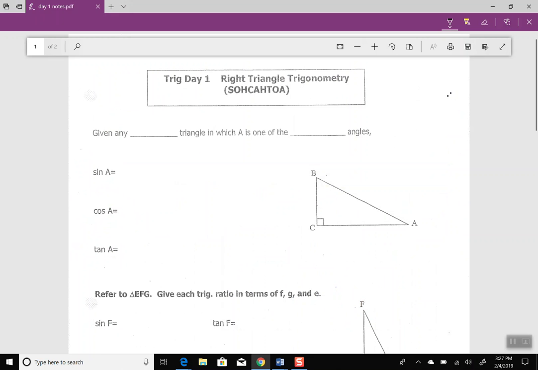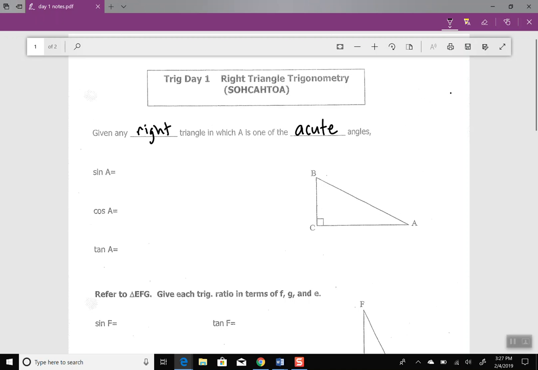So given any right triangle in which A is one of the acute angles, acute being less than 90 degrees. The 90 degrees is going to be bigger because a triangle has 180 degrees. So if 90 is already used up, that leaves you with just 90 degrees left for two angles. So these are going to be acute, or smaller than 90 degrees.